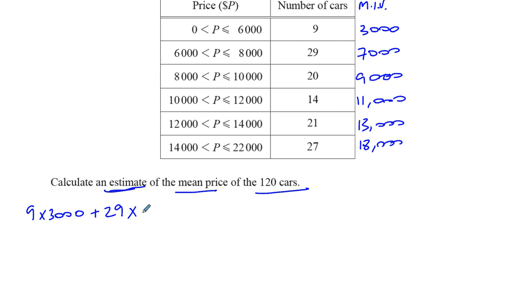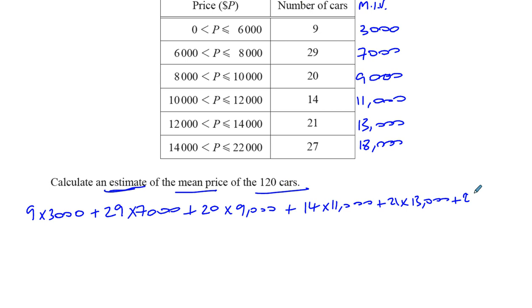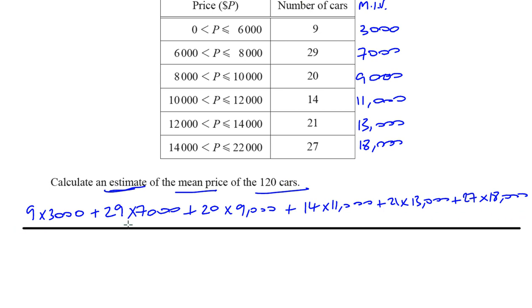So 29 times 7,000. There's 29 cars whose value we estimate to be 7,000 each, and there's 20 cars whose value we estimate to be 9,000 each, and there's 14 cars whose value we estimate to be 11,000 each, and there's 21 cars whose value we estimate to be 13,000 each, and then there's 27 cars whose value we estimate to be 18,000 each. Just about fit in there. And then I'm going to draw a straight line. That's my division.